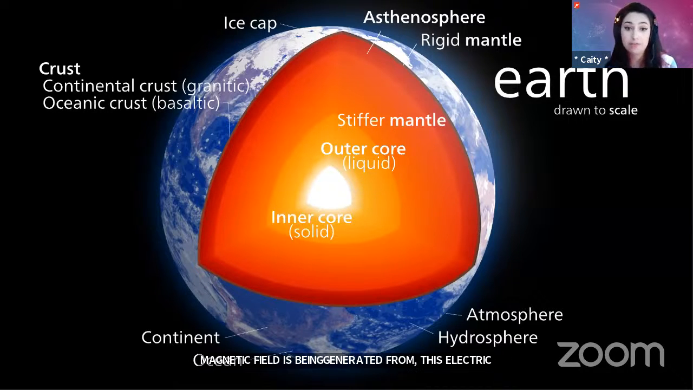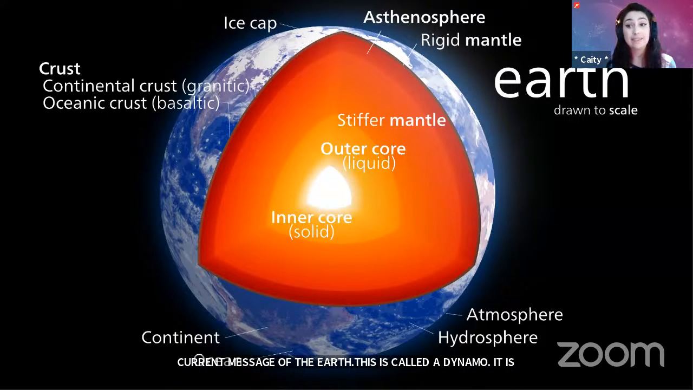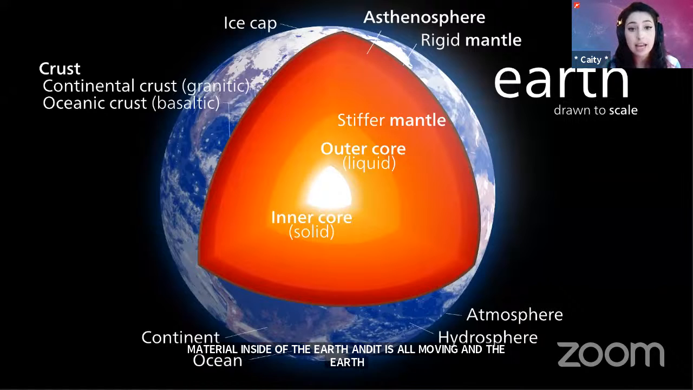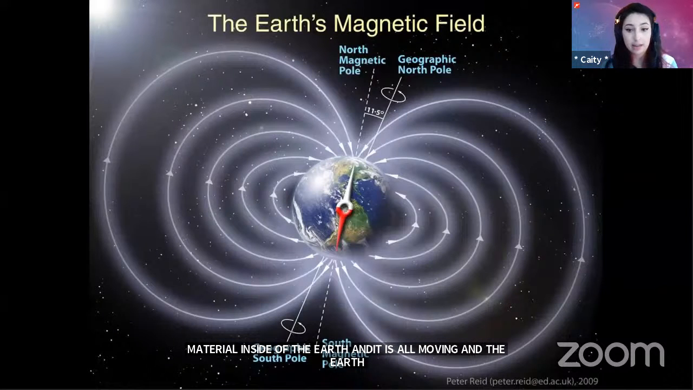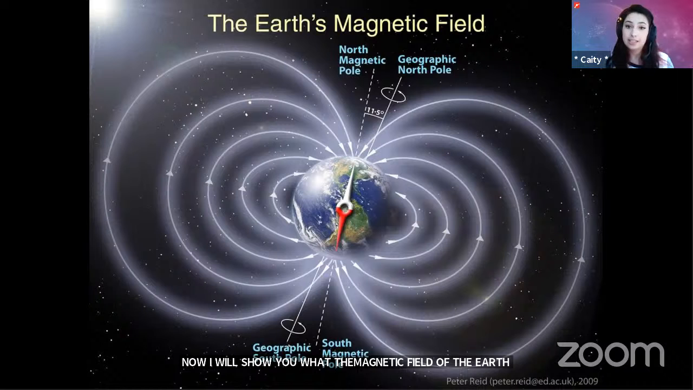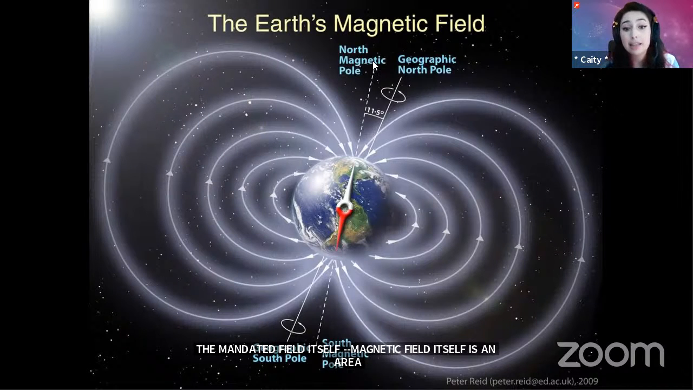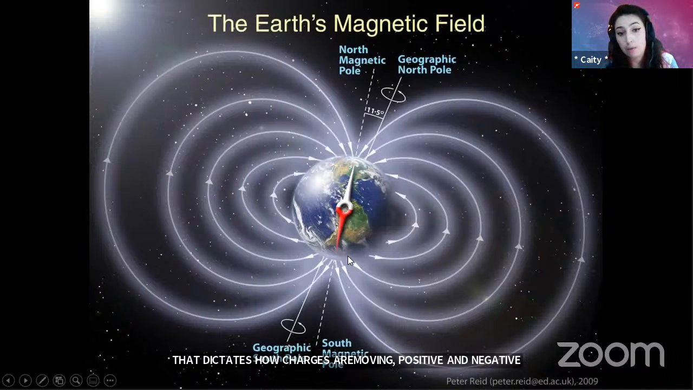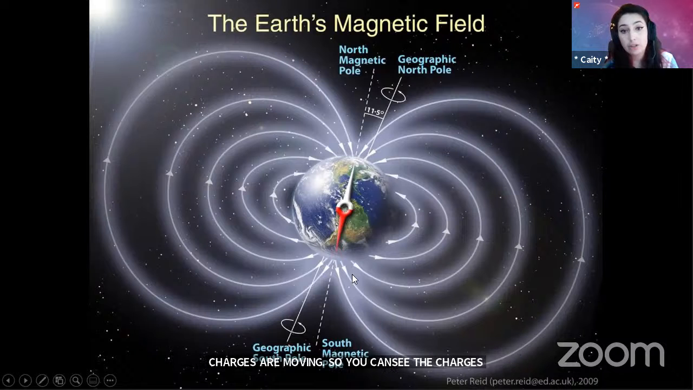And because there's so much of this material inside of the Earth and it's all moving and the Earth is spinning, it generates a very strong magnetic field. And so now I will show you what the magnetic field of the Earth looks like. So you have a North Pole and a South Pole, and the magnetic field itself is really just an area that kind of dictates how charges are moving, positive and negative charges are moving. So you can see that the charges would move from the South Pole of the Earth, and they move all the way up to the North Pole.